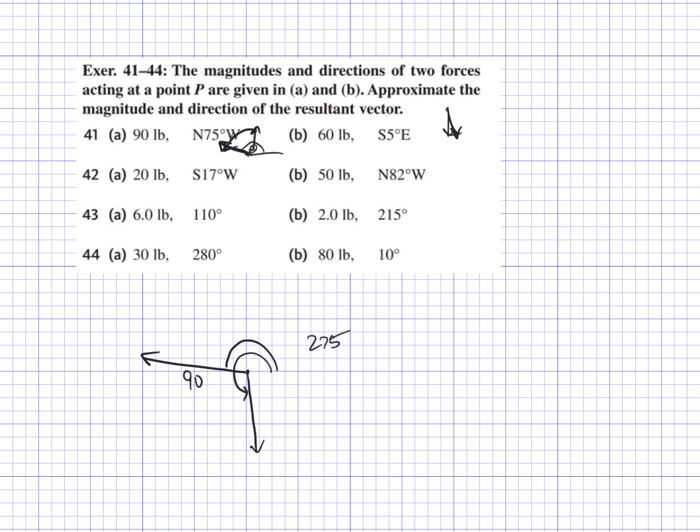minus the 175. All right, so that's 165, sorry. 90 degrees plus 75 degrees west is 165. So we subtract 165. That's what this is. 90 and 75 more. Subtract those. 275 minus 165. That gives us 111.